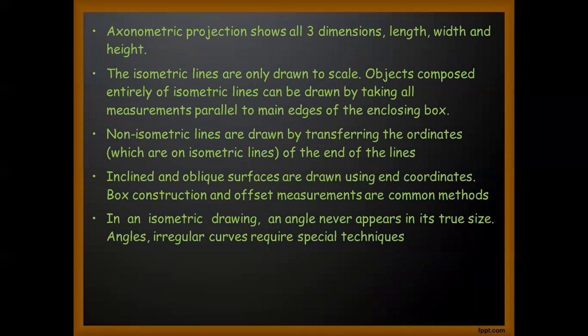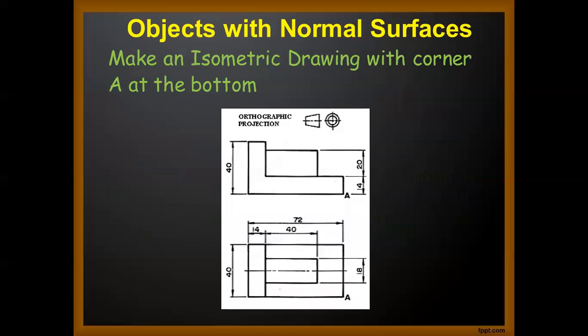Isometric projections show all three dimensions: length, width, and height. The isometric lines are only drawn to scale. An object composed entirely of isometric lines can be drawn by taking all measurements parallel to the main edges of the enclosing box. Non-isometric lines are drawn by transferring the ordinates of endpoints of the lines. We never transfer the angles. Keep in mind, inclined and oblique surfaces are drawn using end coordinates. Box construction and offset measurements are common methods. In isometric drawing, an angle never appears in its true size. Angles and irregular curves require special techniques.